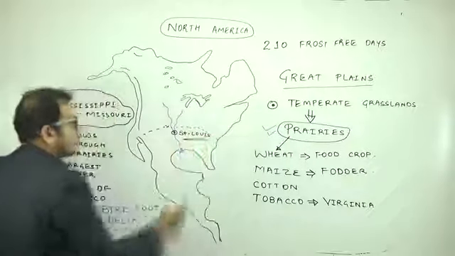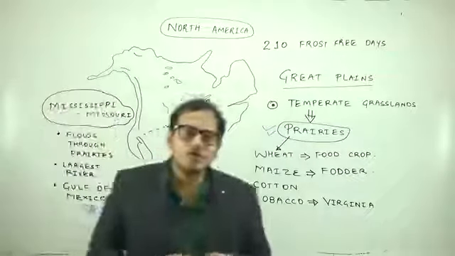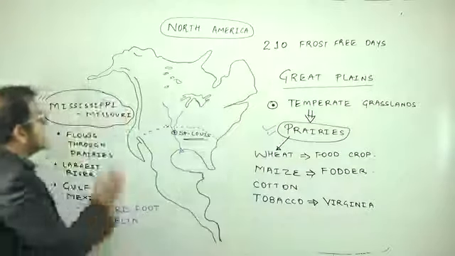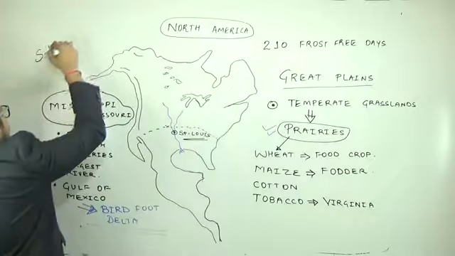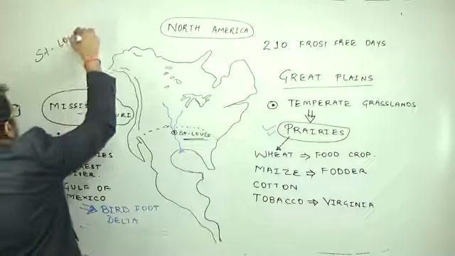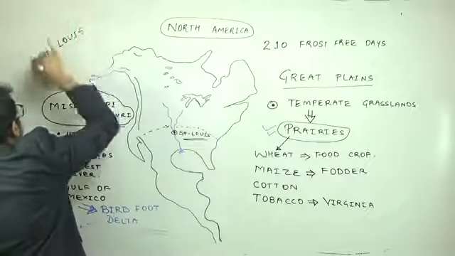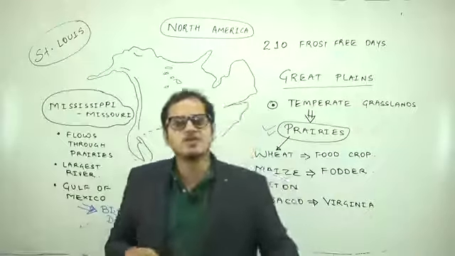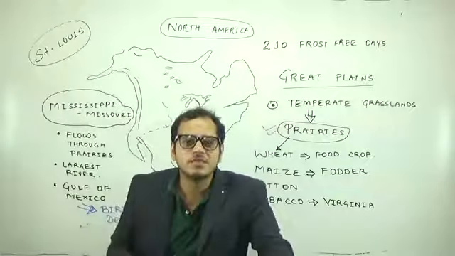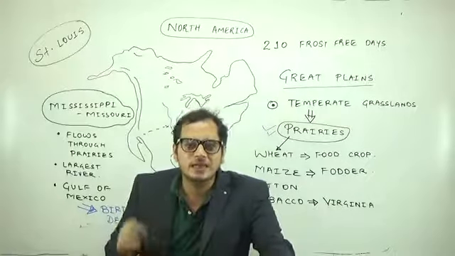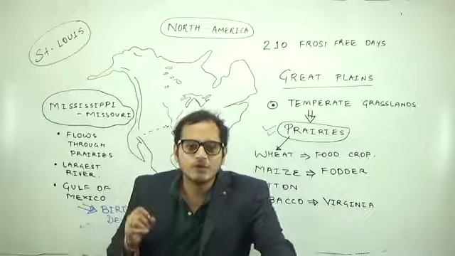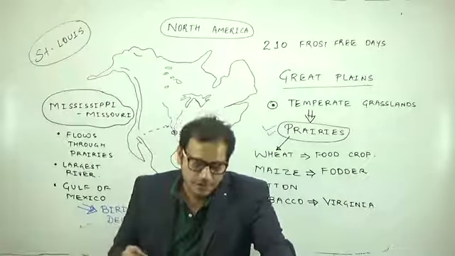So what is the confluence of Mississippi and Missouri known as? It is known as St. Louis. St. Louis is the confluence or meeting point of Mississippi and Missouri River. So repeat with me, St. Louis is the confluence or meeting point of the Mississippi Missouri River region.